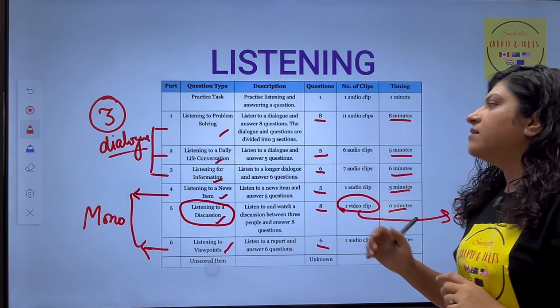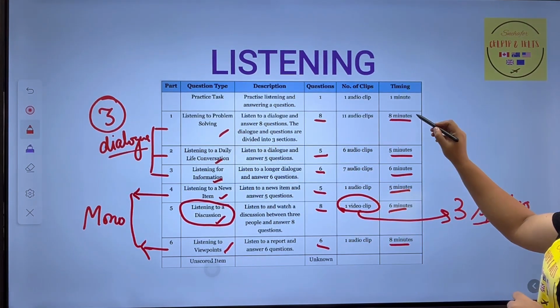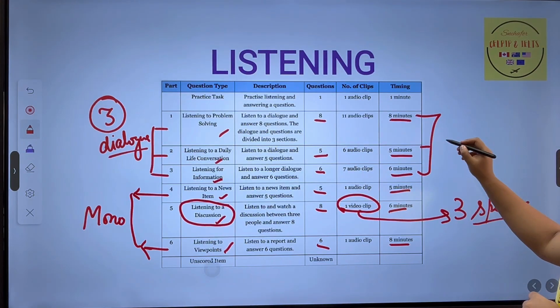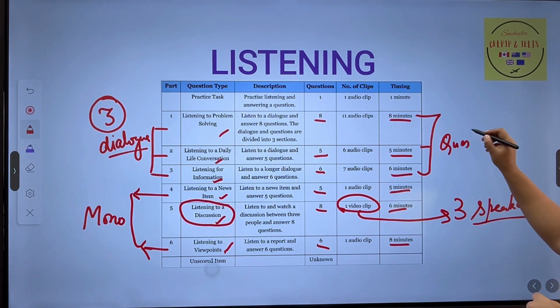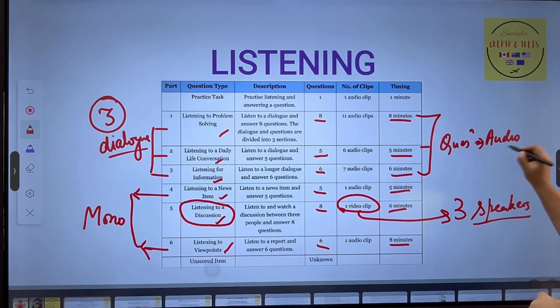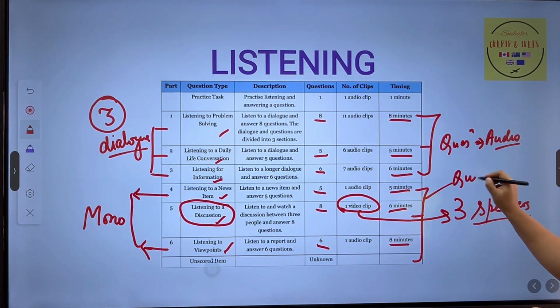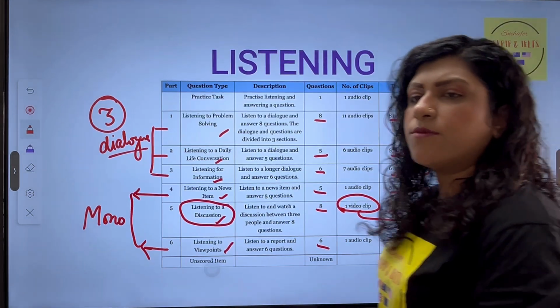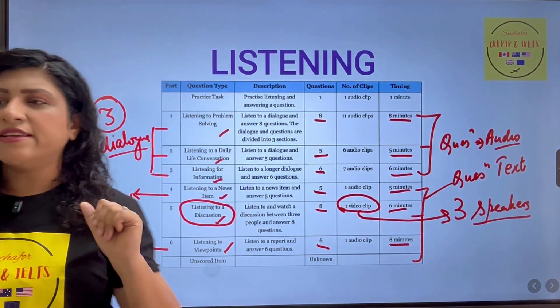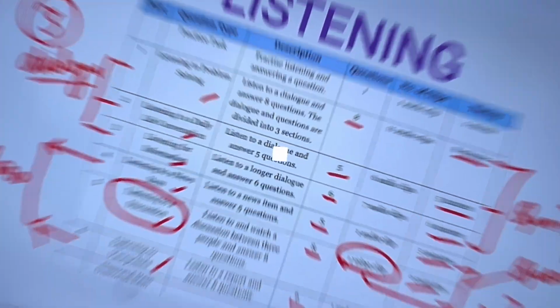Now, when we talk about 1, 2, 3 here, the questions are also in the form of audio. On the other hand, in 4, 5, 6, in these 3 parts, the questions are in the form of text. They are in written form, not in the form of audio. So these are some of the similarities and differences in various listening parts.